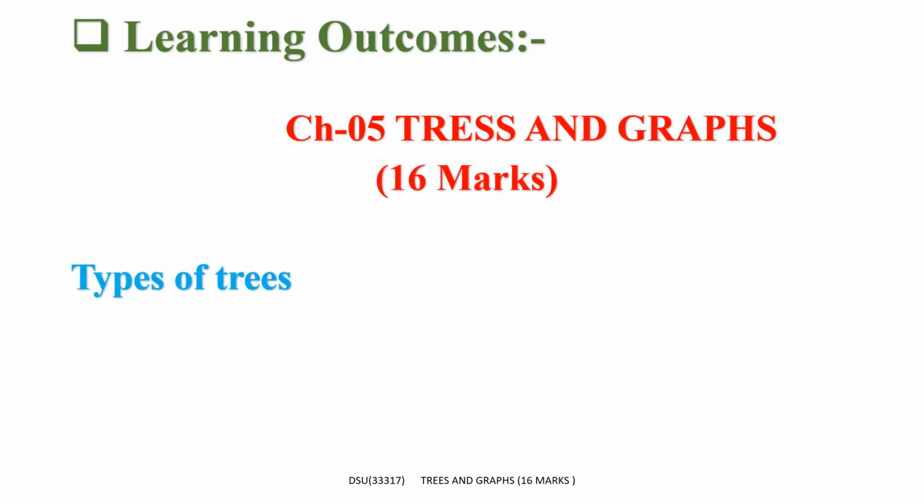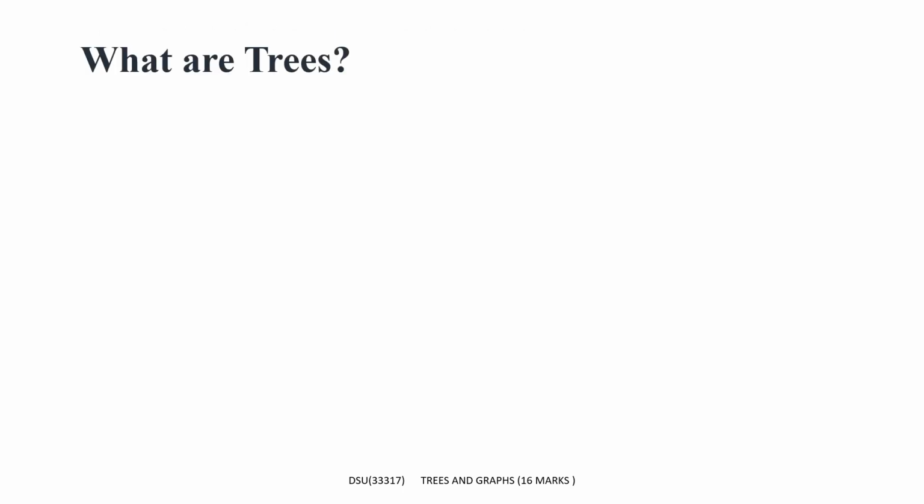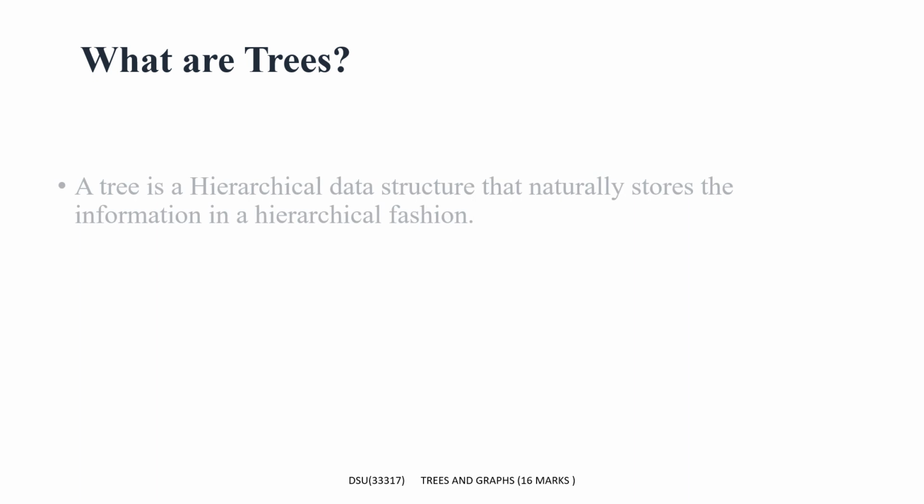We will see today's video's learning outcomes. Today's video's learning outcomes are from chapter number 5, trees and graphs. In this video, we are going to learn about types of trees and tree traversal. First, we have to remind ourselves what a tree is.